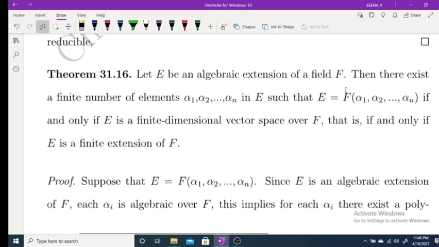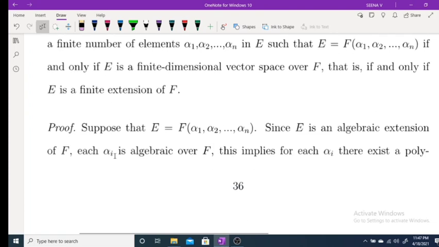If you can write E as F(alpha 1, alpha 2, etc., alpha n), then E must be a finite dimensional vector space over F. That is, if and only if E is a finite extension of F. Therefore, if E is an algebraic extension, and you can write E as F(alpha 1, etc., alpha n), then E is a finite extension. Similarly, if E is a finite extension, then there exist alpha 1, alpha 2, etc., alpha n in E such that this condition holds.